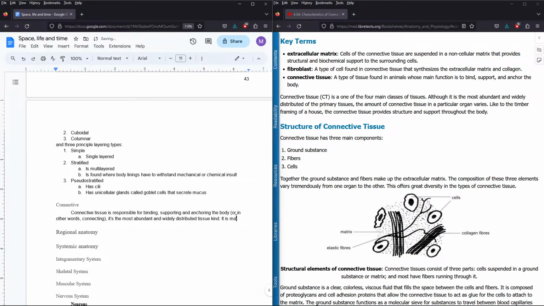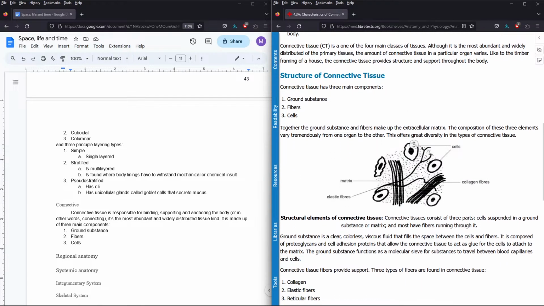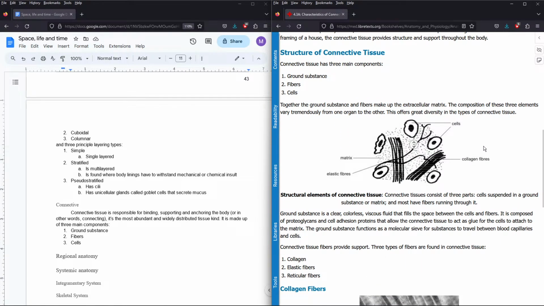It is made up of 3 main components, them being ground substance, fibers, and cells. Together, the ground substance and fibers make up the extracellular matrix. The composition of these 3 elements varies tremendously from one group to another. This offers great diversity in the types of connective tissue.